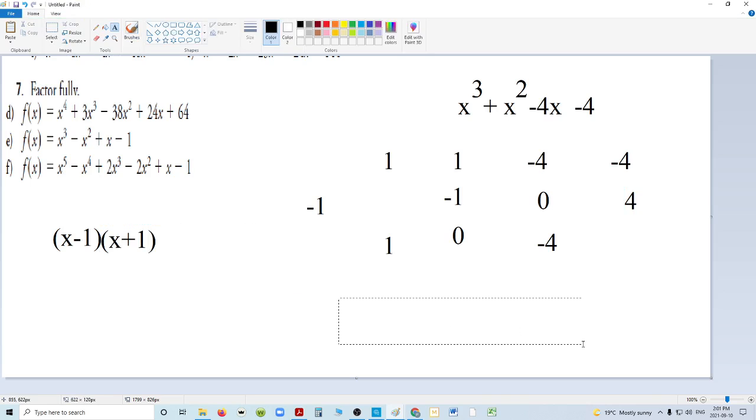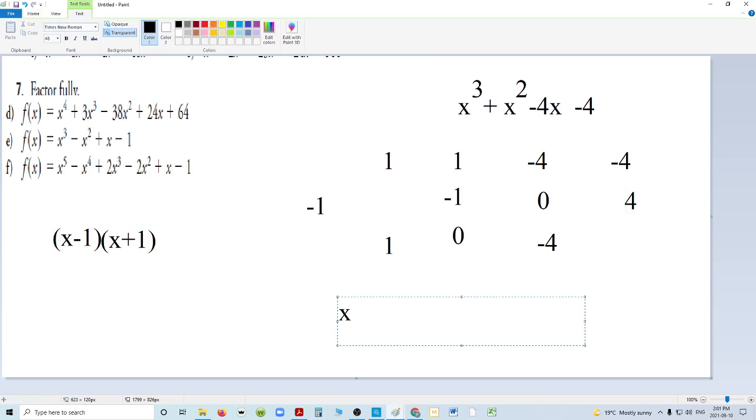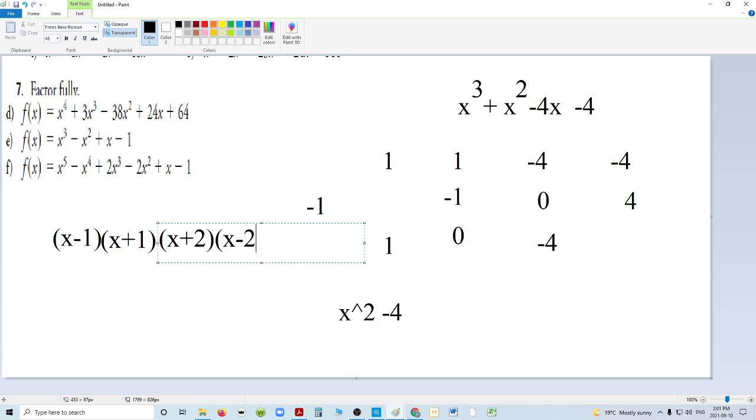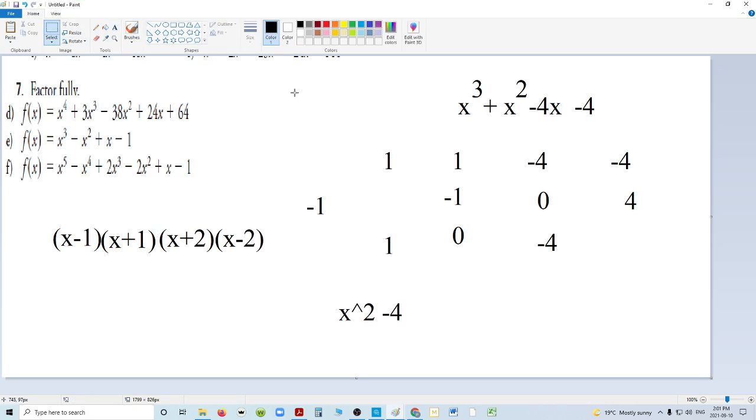And I'm left with x squared minus 4, which I know from experience is a difference of 2 squares. Notice the first one is also a difference of 2 squares. Great. Now I should have kept a copy of that, but that's okay.